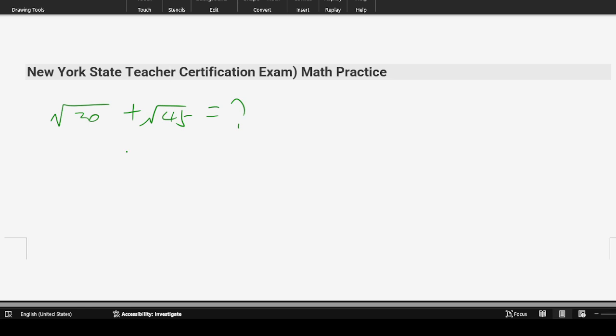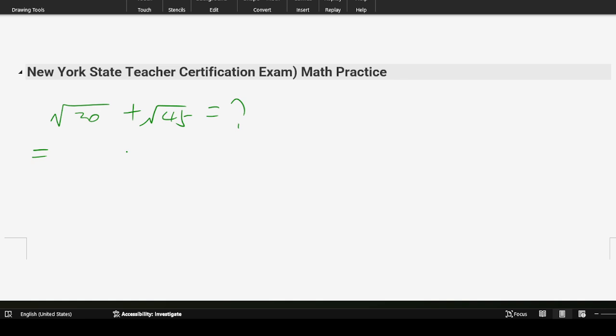Okay, this question is from the New York State Teacher Certification Exam, the math practice. So now, how to do this? Their radical terms are different. So we try to simplify these radical terms and make them the same.